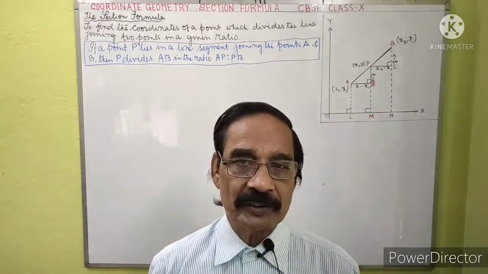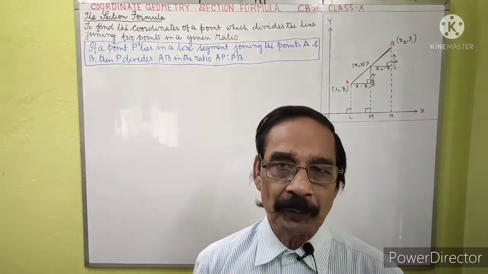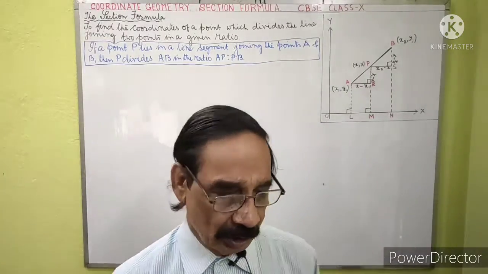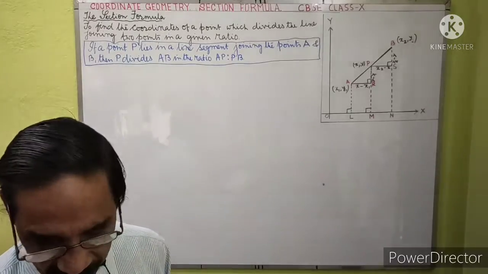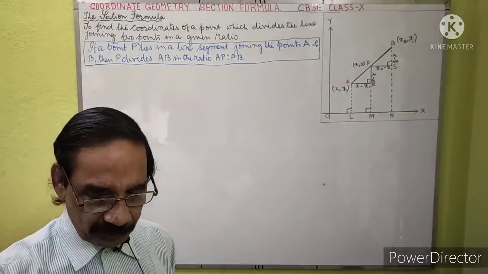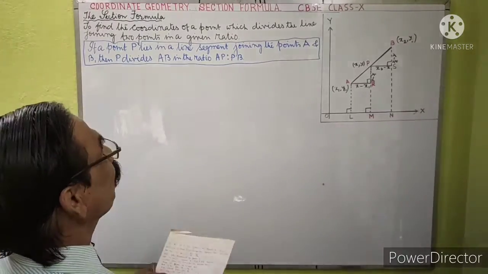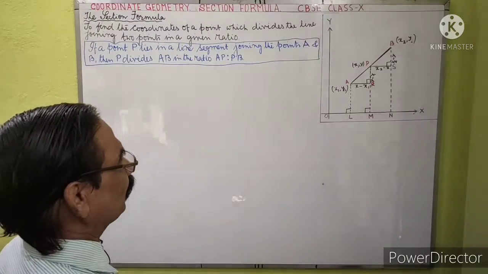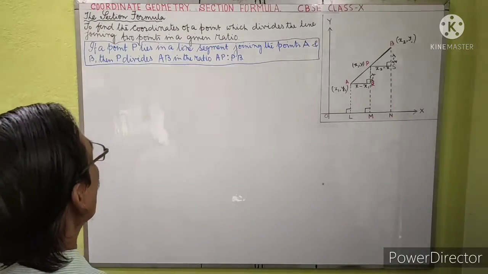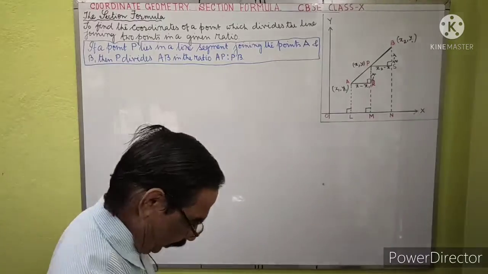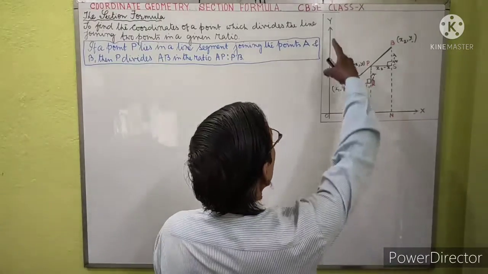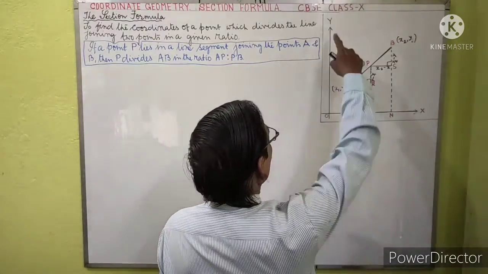Today we will discuss how to find the section formula. Previously we have done the distance formula. Today we will do the section formula. In this section formula, the figure is like this. This is the x-axis and that is the y-axis.